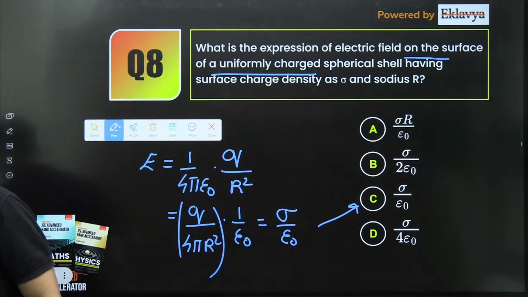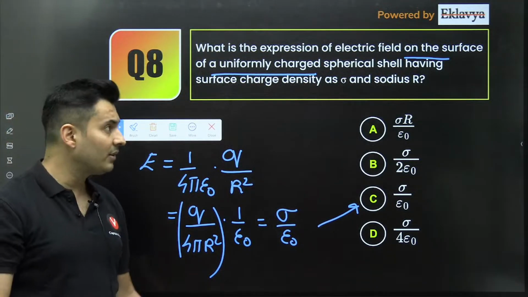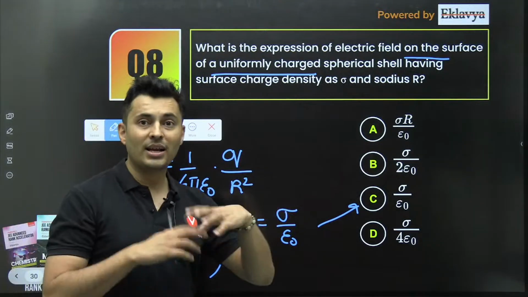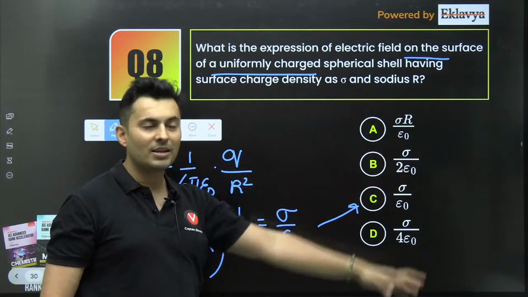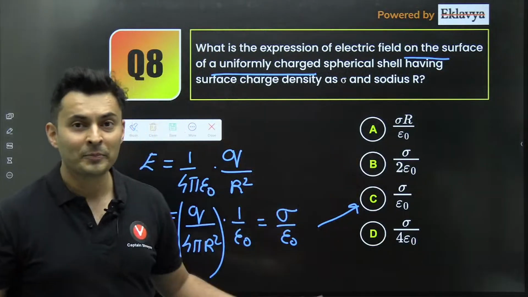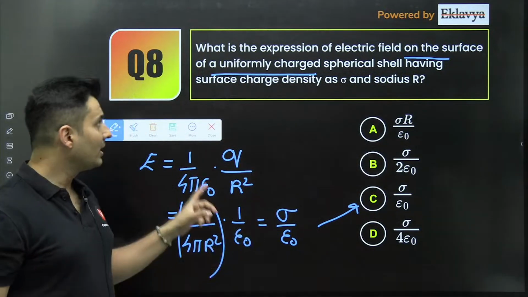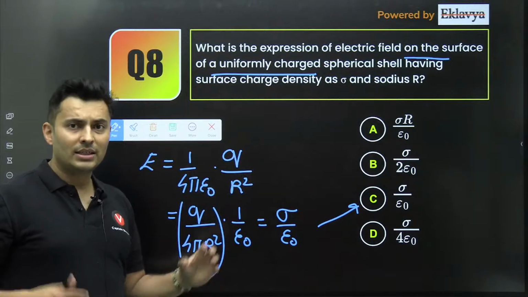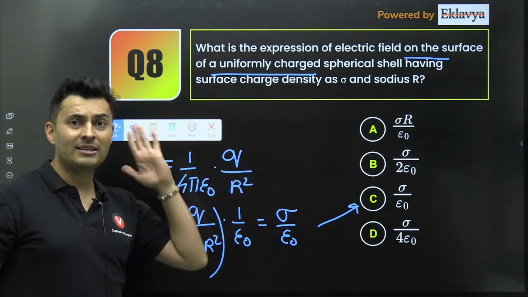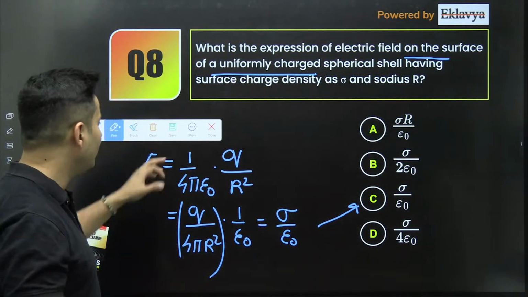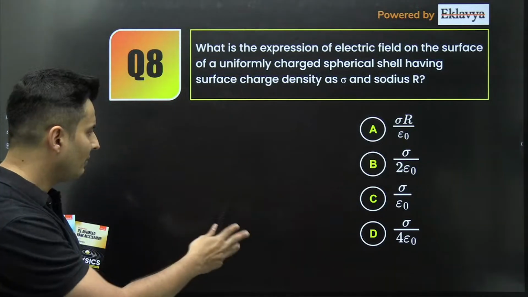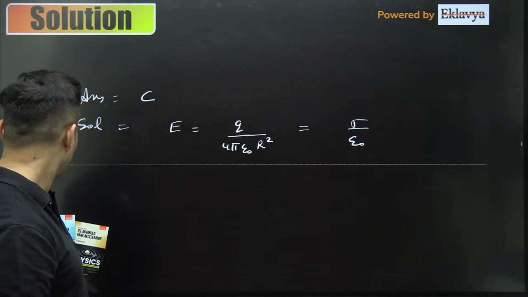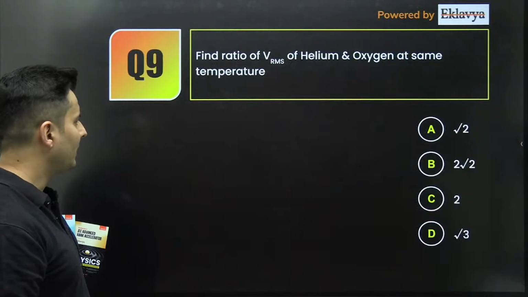No, it is not D. It was not hemisphere. In the first shift, the first day, it was for a hemisphere, and the answer was sigma by 4 epsilon naught. So be careful. Here it is a complete sphere. So if it is a complete sphere, it is sigma by epsilon. If it is a sheet, then it is sigma by 2 epsilon naught. So very straightforward question which came in the paper, right?